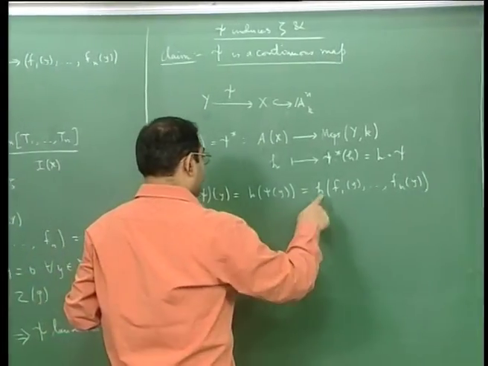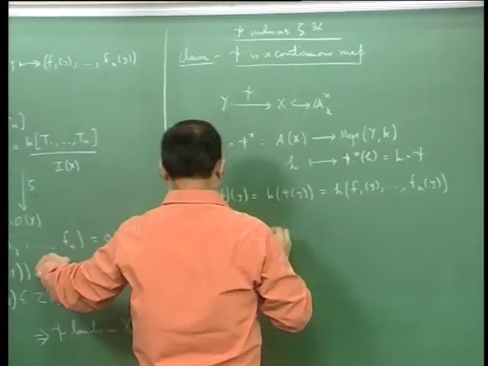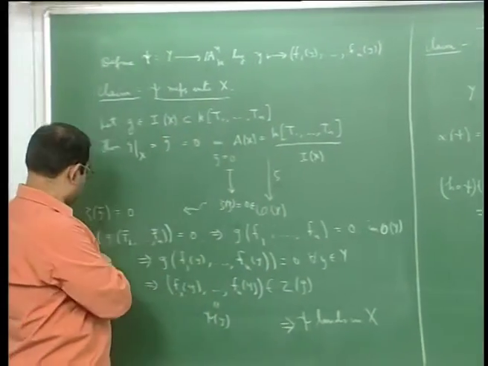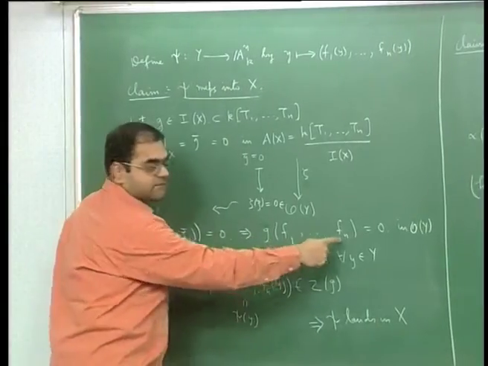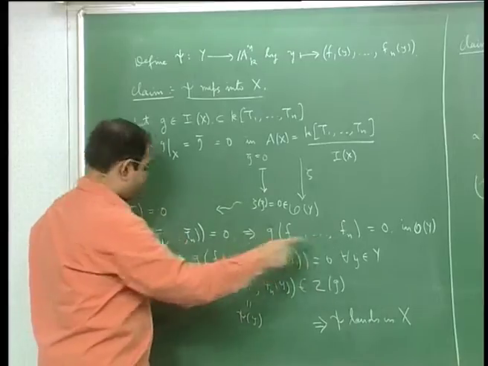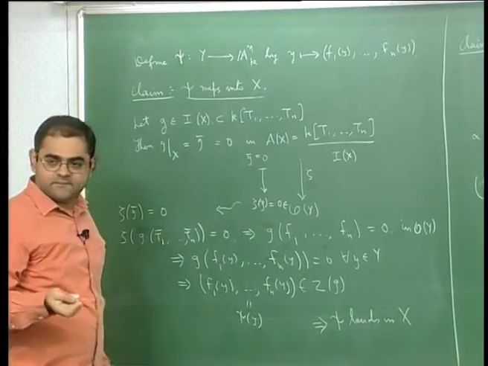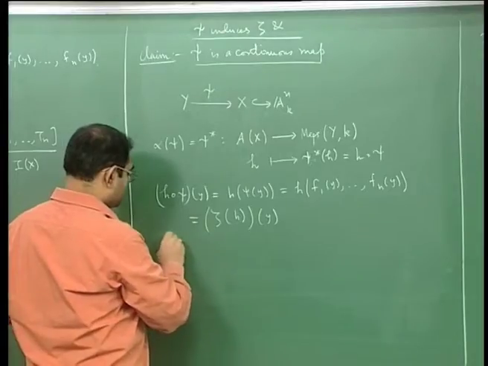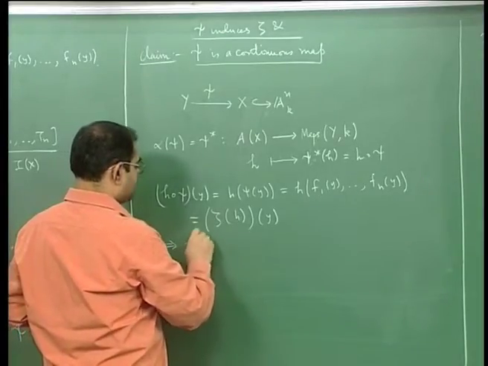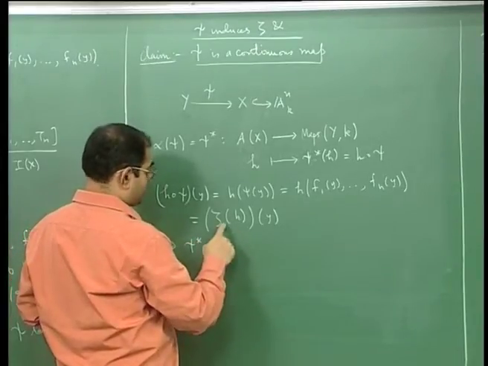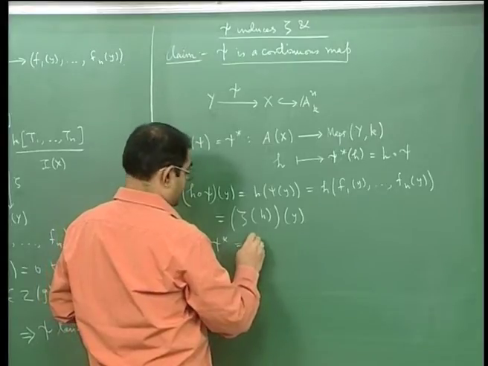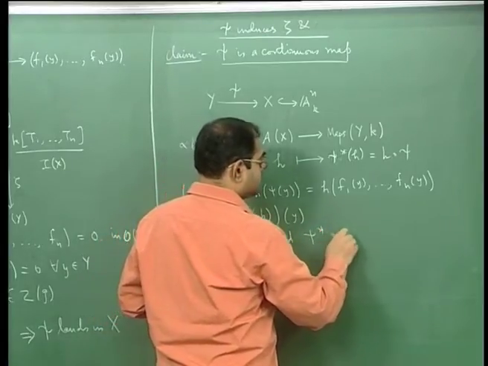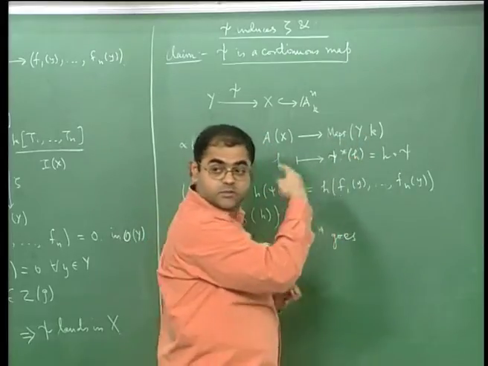But if you look at this calculation, h of f1y, ..., fny is actually zeta of h operating on y, because you see zeta of g is g of f1 etc fn. So similarly h of f1 etc fn is zeta of h by the same argument. So the moral of the story is, this will tell you that psi star is actually zeta, and it will also tell you that psi star goes not just into maps from y to k, it goes into regular functions on y.